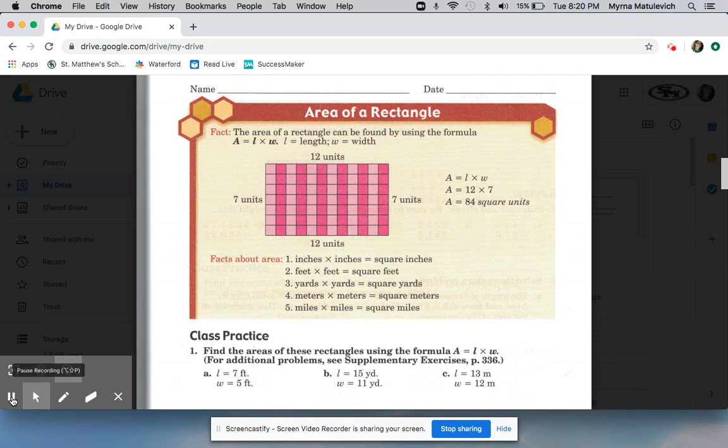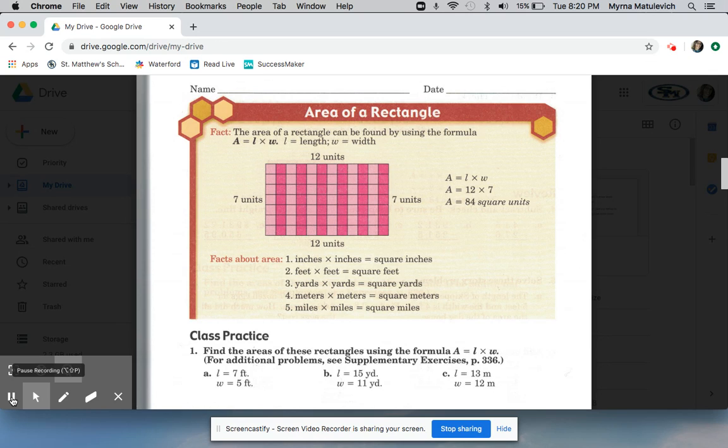Area of a rectangle. The area of a rectangle can be found by using the formula area equals length times width. L equals length, W equals width. So let's look at this rectangle. They said the length was 12 units and the width was 7 units. So area equals length times width. Area equals 12 times 7. Area equals 84 square units.